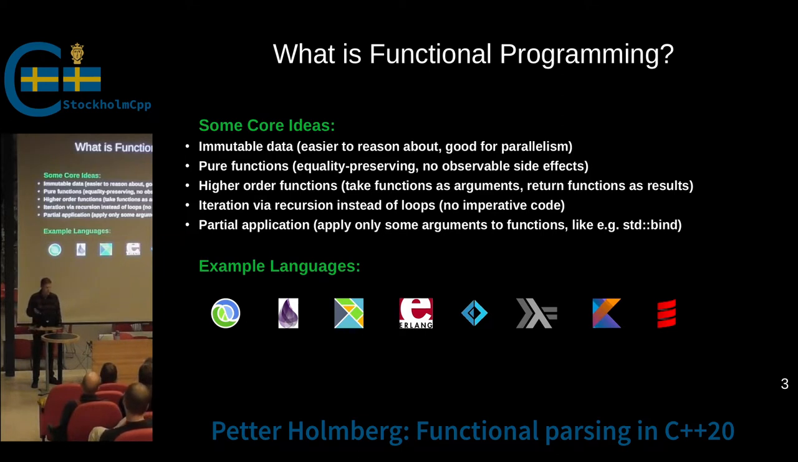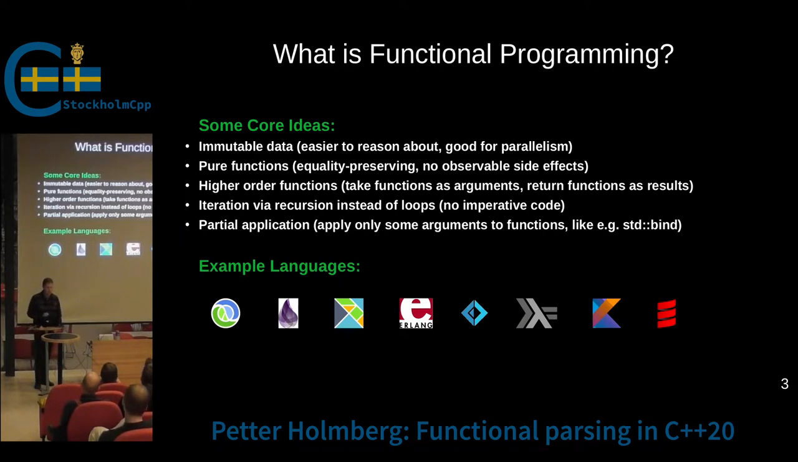So another idea is that when we say functions in functional programming, you usually mean pure functions, meaning, first of all, functions that are equality preserving, meaning that if you call a function multiple times with the same data, you always get the same result back. And also, there should be no side effects, at least not any side effects that you can observe externally. So essentially, you want to think about functions like functions in math, like a static mapping from inputs to outputs. And you can cache function calls and so on.